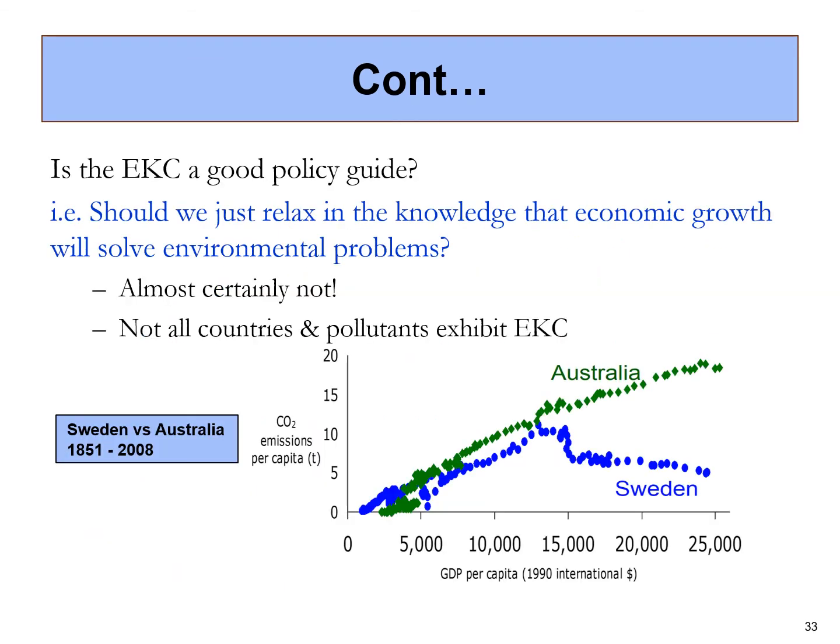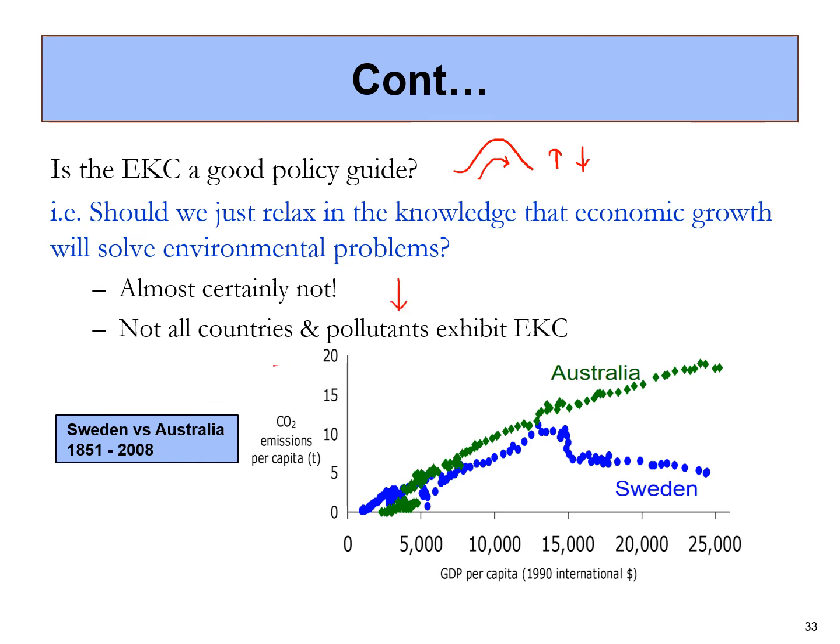So the last question, is the EKC a good policy guide? In other words, should we just relax in the knowledge that economic growth will solve environmental problems? As you know, the EKC has an inverted U shape. So once we keep moving, we will have a higher income and lower pollution. So should we do nothing about it? The answer is definitely not, because not all countries will have this EKC shape, and not all pollutants will exhibit EKC shapes.